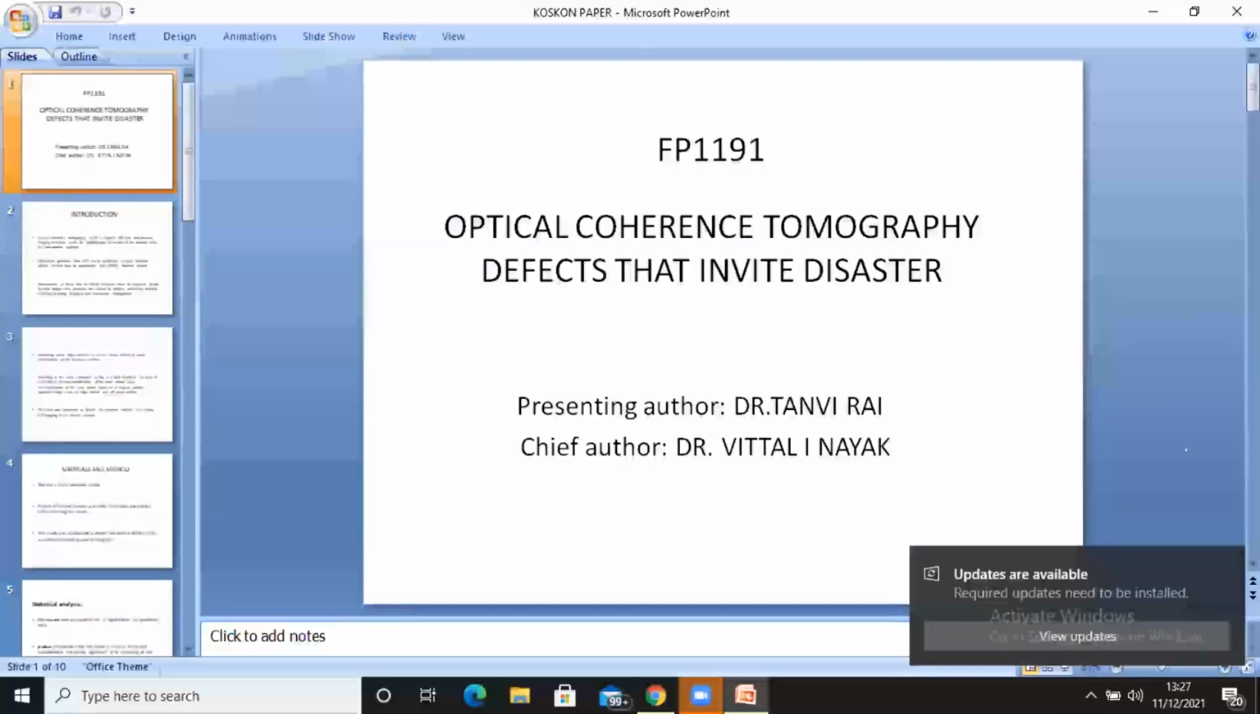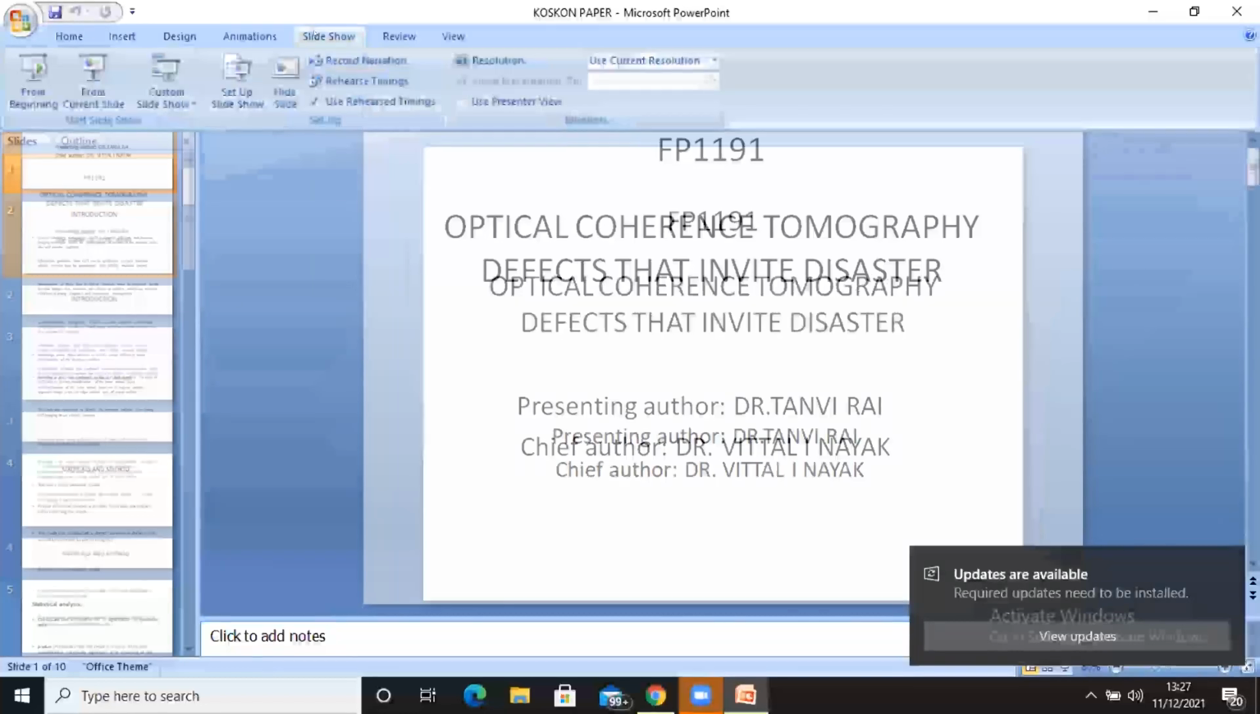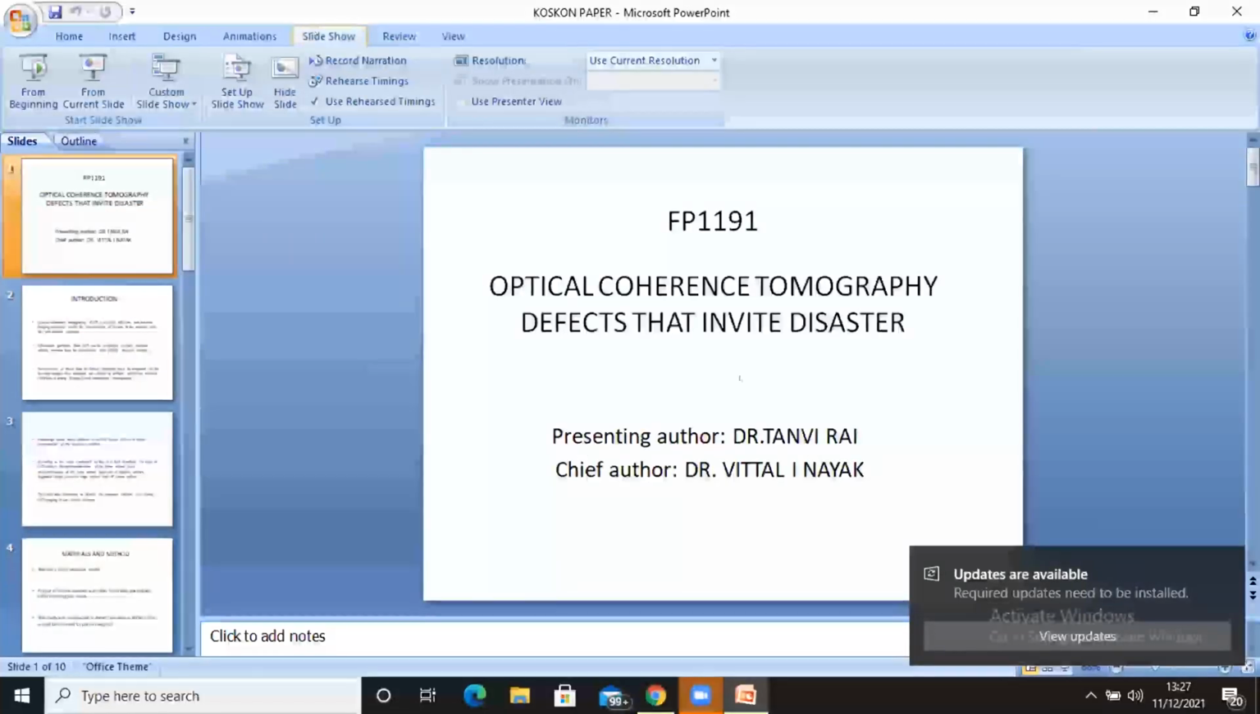Is it visible full screen, sir? No, not yet. It has not yet become full screen. Still it has to become full screen. Is it visible, sir, full screen? It has not become full screen. Dr. Tanvi, the PPT is visible. The first page is visible, but it's not full screen yet. One minute, sir.